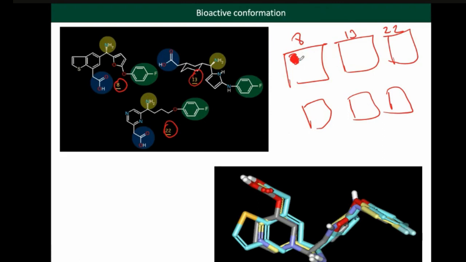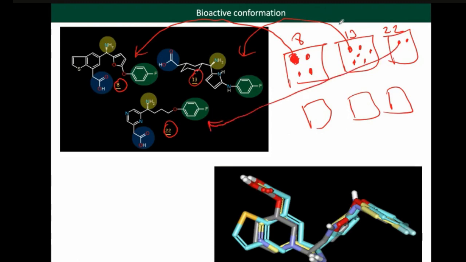So molecule 8 will be present in different conformations, say all are low energy conformations. These are the low energy conformations of molecule 13, and these are the low energy conformations of molecule 22, and so on. So say this is one conformation of molecule 8, this is one conformation of molecule 13, and this is one conformation of molecule 22. That is clear, right?